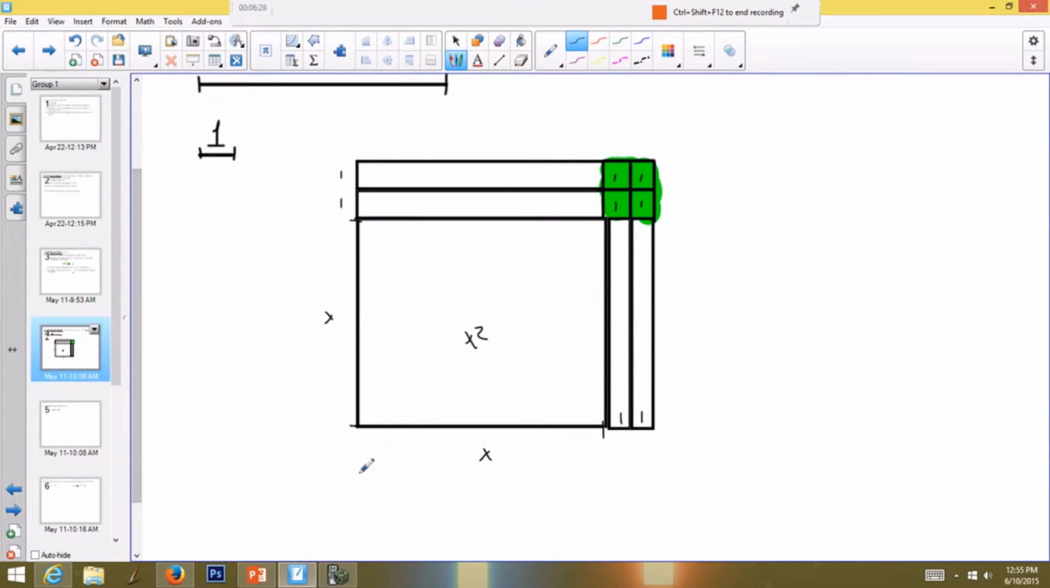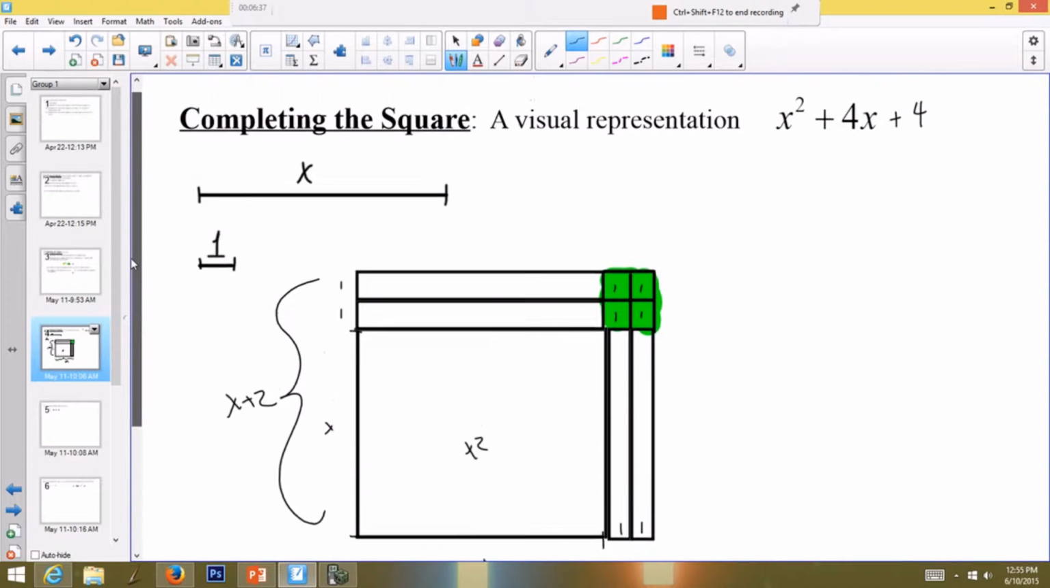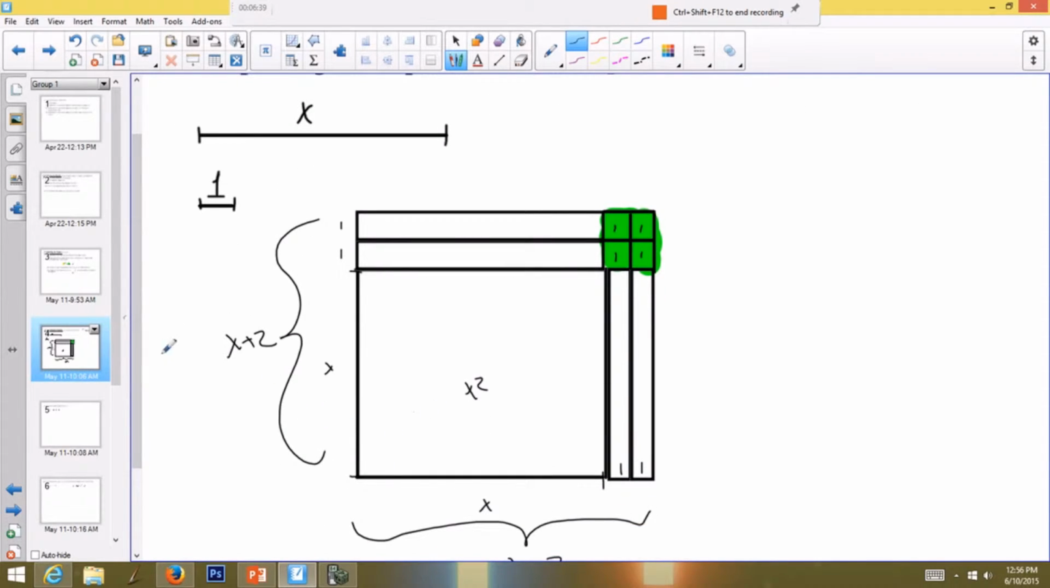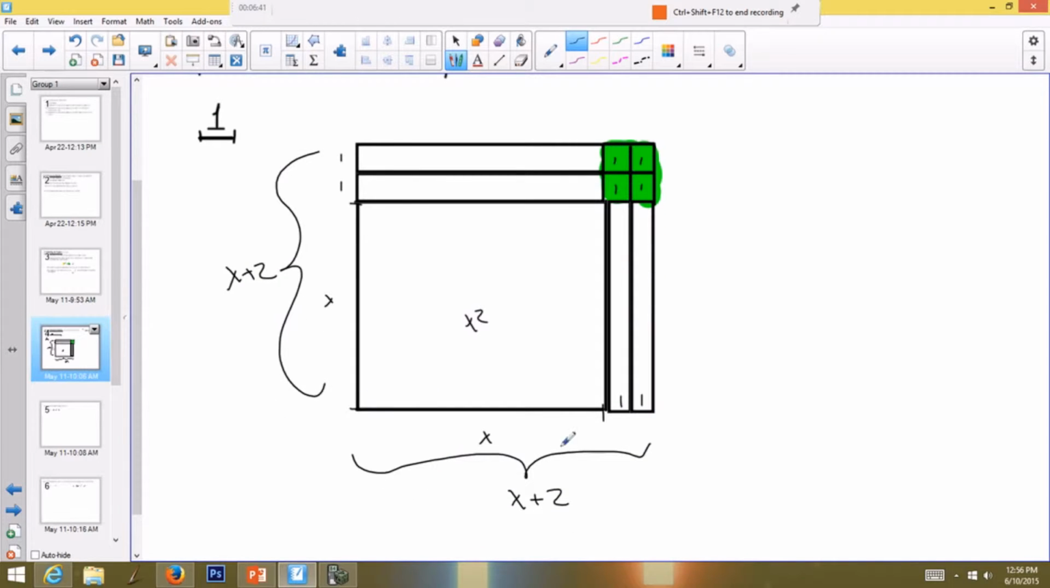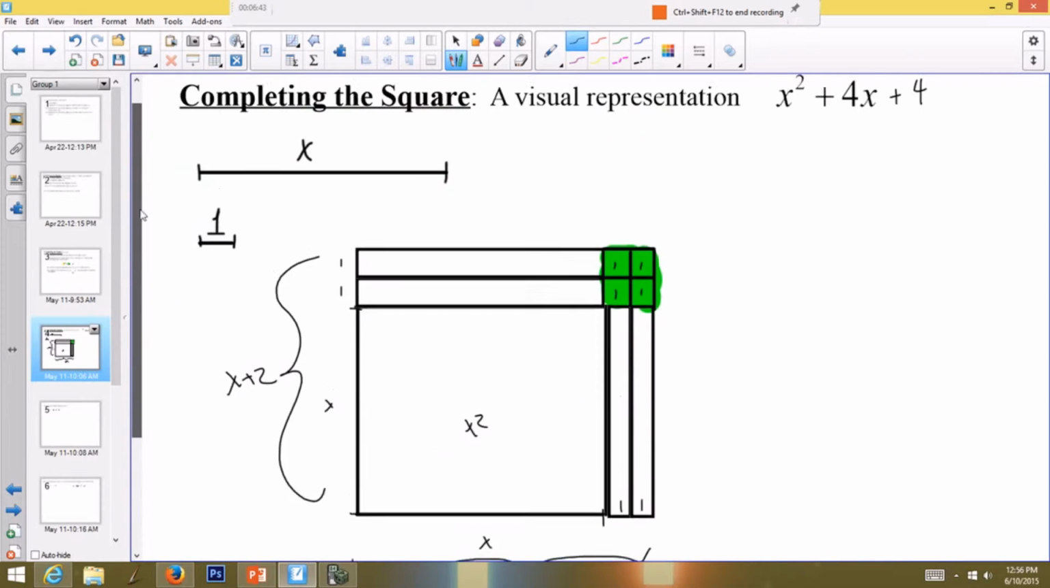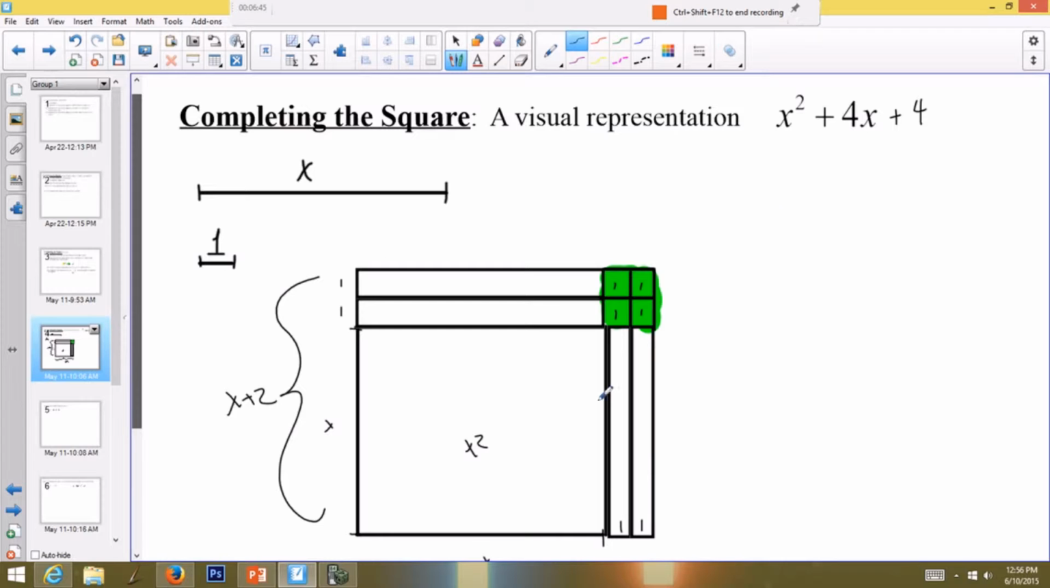When I look at this, look what I have. This distance here is x plus 2, and this distance here is also x plus 2. So if I say this is x plus 2, and this is x plus 2, this graphical representation says that this thing is the quantity x plus 2 squared. And that is essentially what completing the square is.